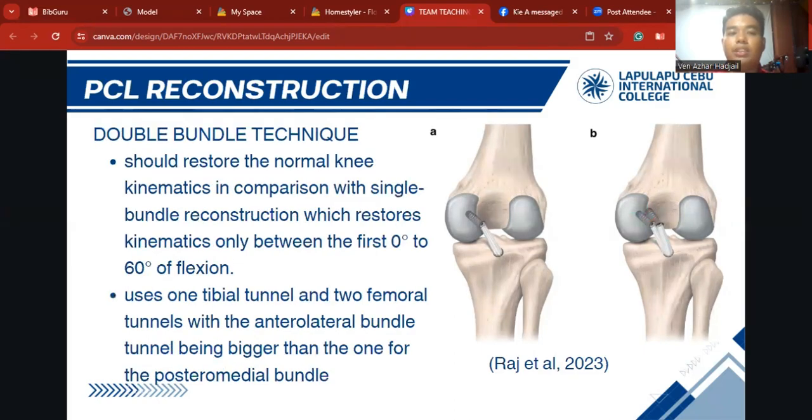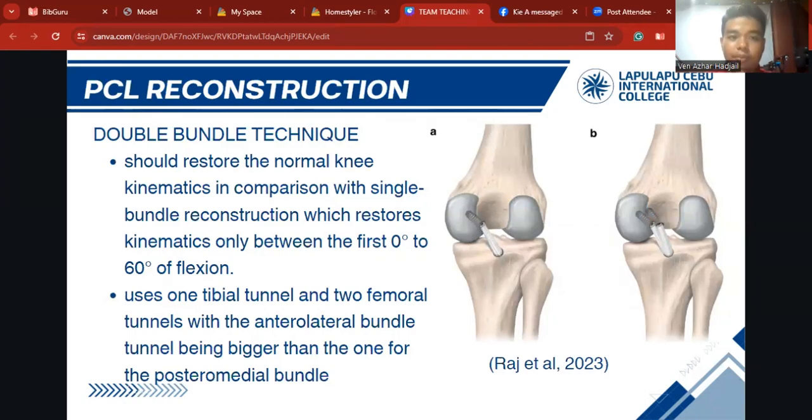So we have the double bundle technique. It states here that it should restore the normal knee kinematics in comparison with single bundle construction, which restores kinematics only between 0 degree to 60 degree of flexion. By that we can see the difference: the double bundle can restore the full flexion of the knee while the single bundle doesn't. It only restores 0 degree to 60 degree of flexion.